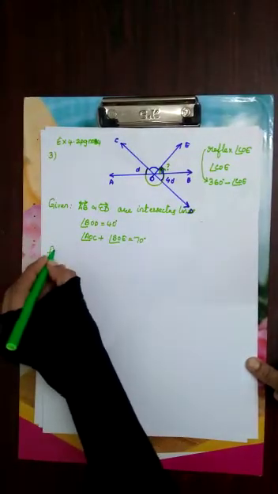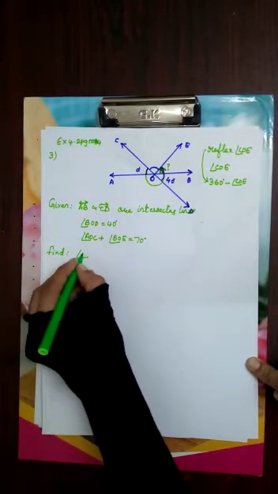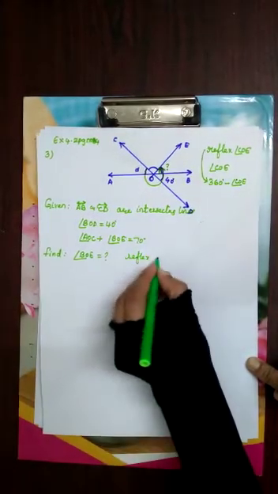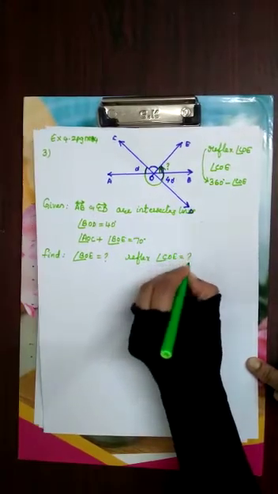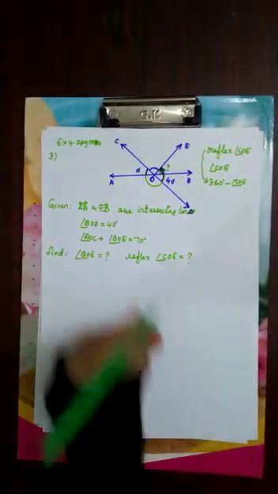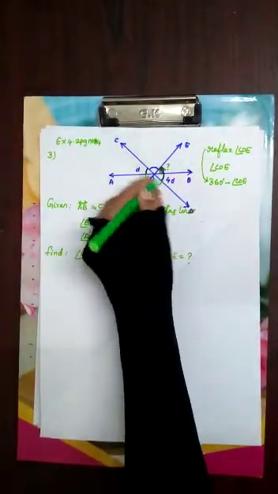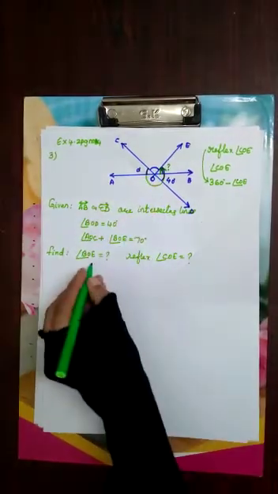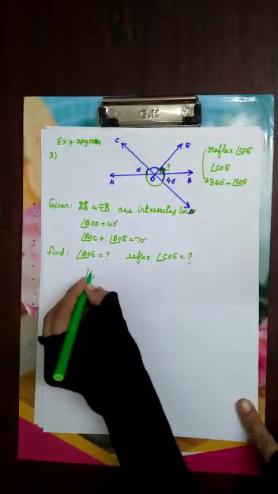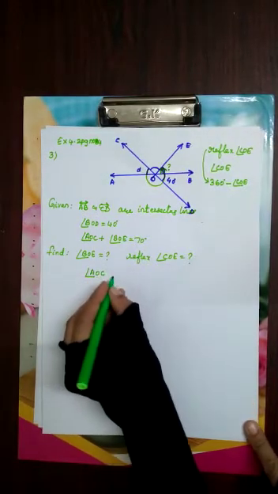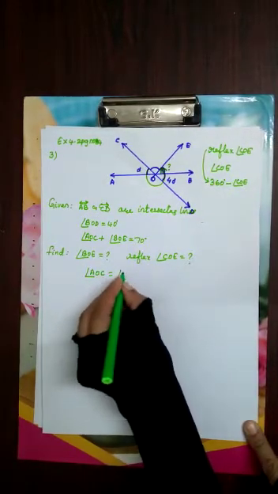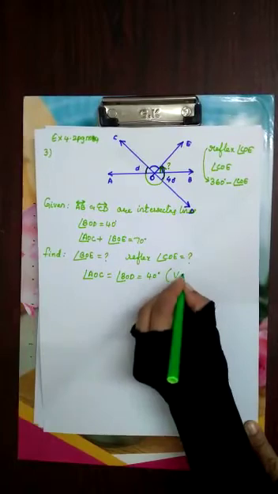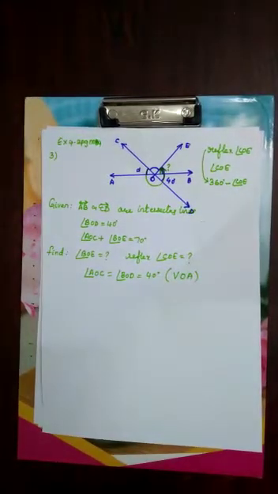Now we have to find angle BOE and reflex angle COE. We have to find this. Let us start solving, children. If you observe, AB and CD are intersecting lines, so these are vertically opposite angles. So can I say angle AOC is equal to angle BOD, which is given to us as 40 degrees. And what is the reason? Vertically opposite angles. Yes? Is that clear, children?